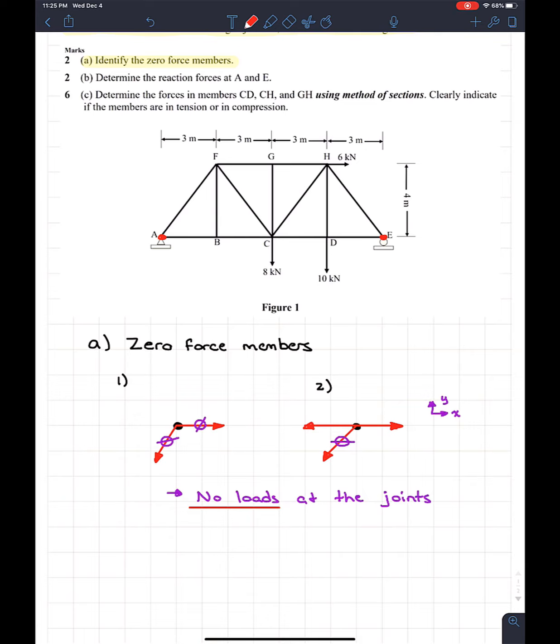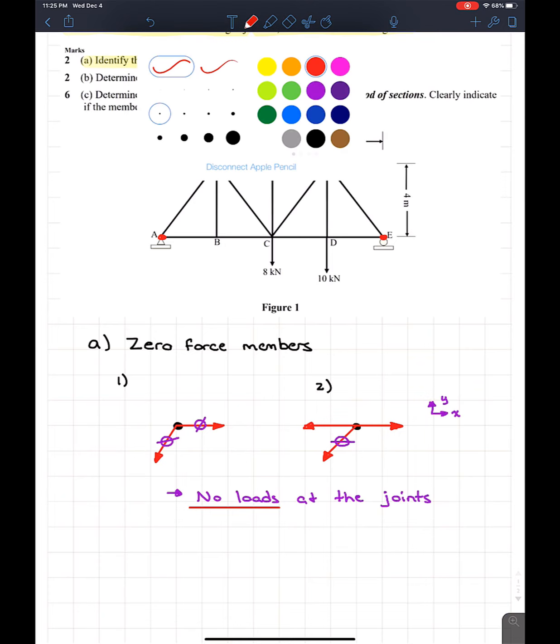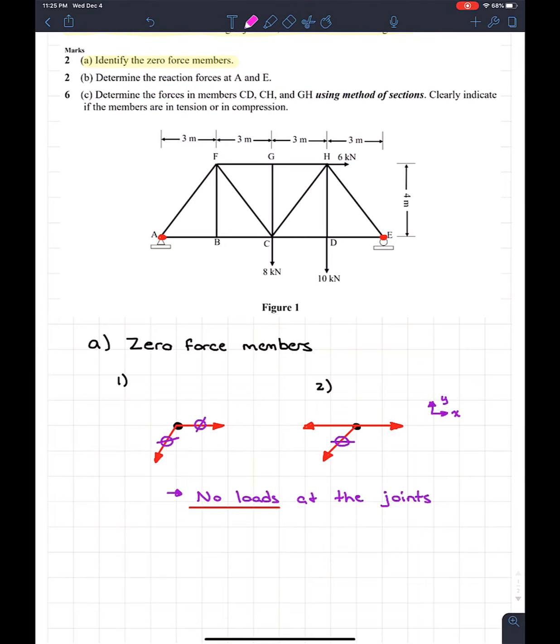We need locations that have 3 members. So I'm going to highlight the locations with 3 members in pink. So we got B, we got G, and we got D. So there's only 3 locations that have 3 members. And if we look at D, well, that one automatically doesn't work because there's a load at the joint. And remember, you can't have any loads at the joint. So we're going to erase D. We know that D can't conclude anything. There's loads at the joint.